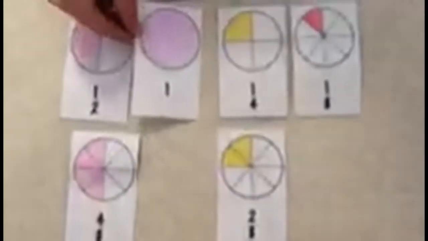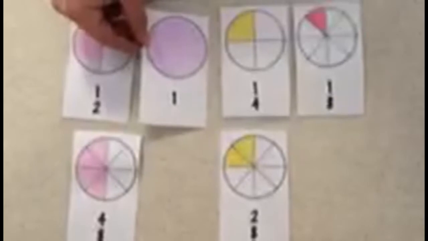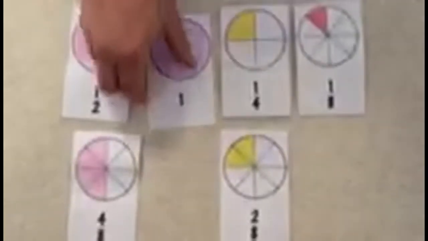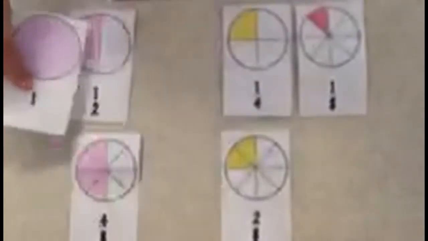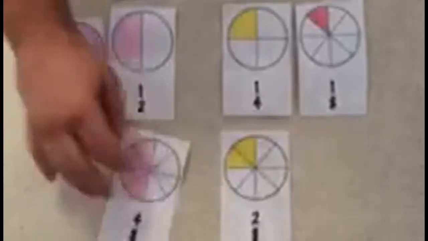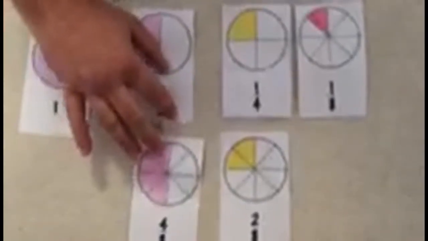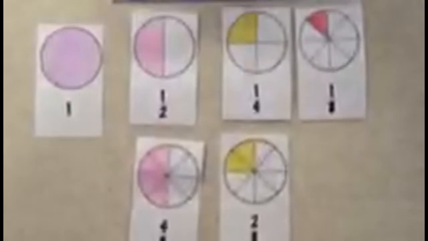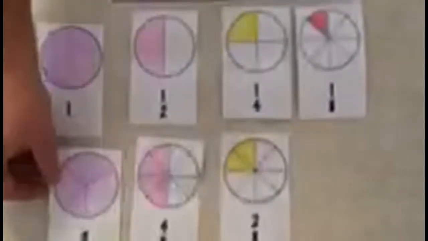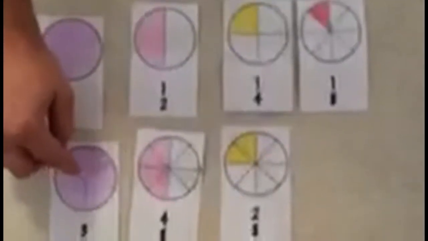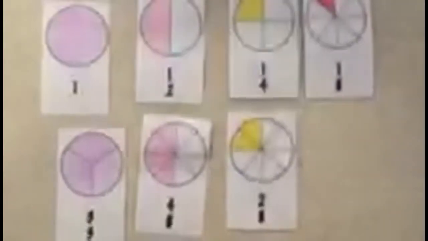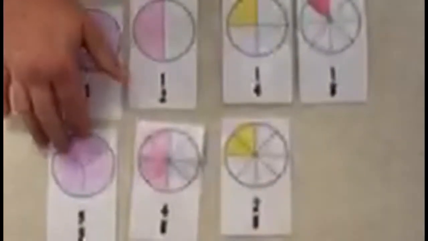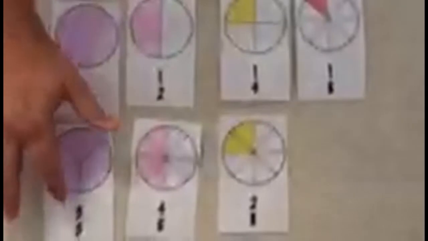This card has one of 1 equal part coloured, so it would be 1 whole. This card has 3 of 3 equal parts coloured, which is the same as 1 whole, so it would be 3/3.